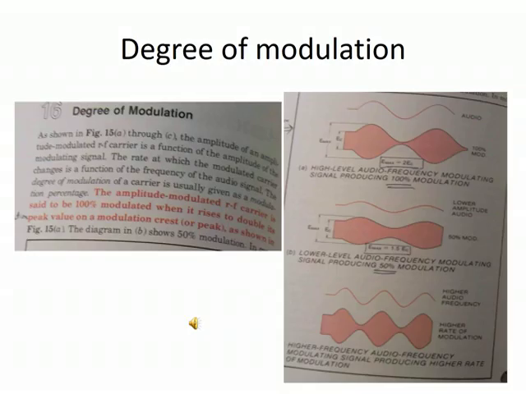The next one is the degree of modulation. In amplitude modulation, the radio frequency carrier is said to be 100% modulated when it rises to the peak and falls to the modulation crest. So in this case, when the signal changes from the maximum peak to the minimum peak, that is 100% modulation. Some are not 100% modulation; if it changes only to half of the peak, that is 50% modulation. So how much percentage it changes depends on the degree of modulation.